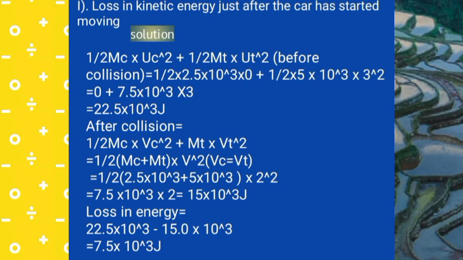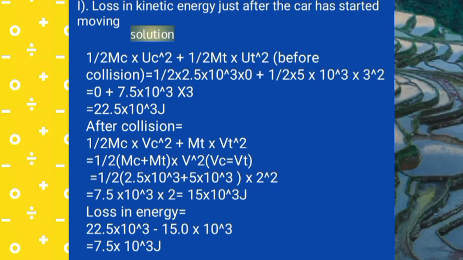Question 2 is loss in kinetic energy just after the car has started moving. Let's look at the solution. We group it into before collision and after collision. Before collision, don't forget that it is inelastic collision, and therefore the kinetic energy before collision does not equal the kinetic energy after collision. So they want to know the difference. That's what they mean by the loss of kinetic energy.